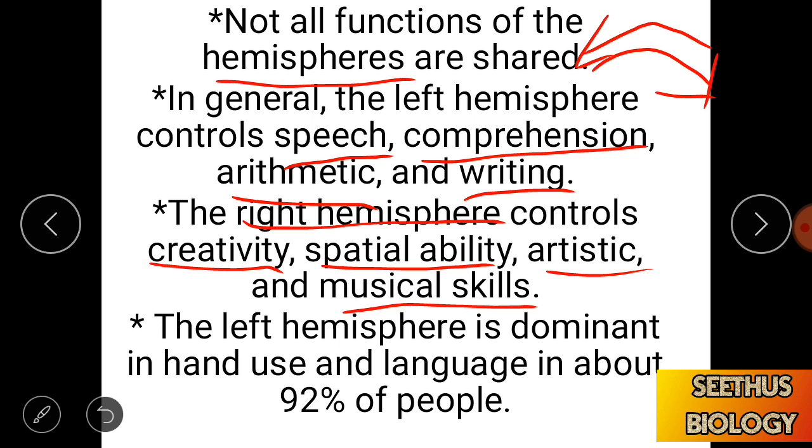So the left hemisphere activates some actions and the right hemisphere activates some actions, but both are not creating the same action at the same time. The left hemisphere is dominant when compared to the right hemisphere, because when we use language, our language and our handedness are all under the control of the left hemisphere for about 92% of the people. So the left hemisphere is dominant when compared to the right hemisphere.